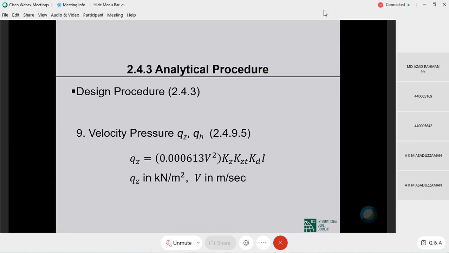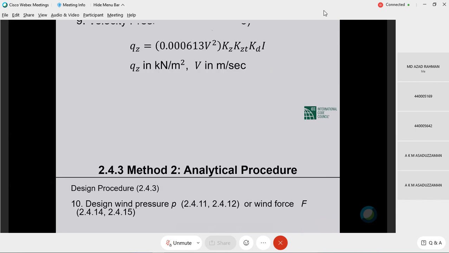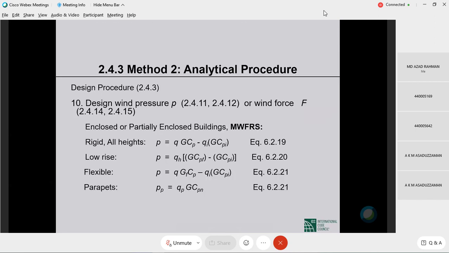The Q sub Z, Q sub H, you know where to get them. And the final 2 pages, which I probably will not try to go too deep into, put it all together. So, a rigid building irrespective of height. Okay, pressure, this you have seen before.